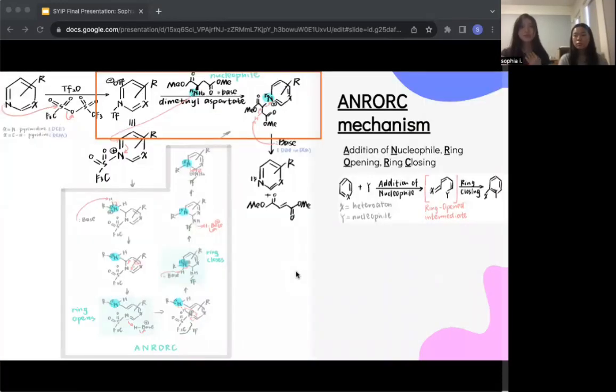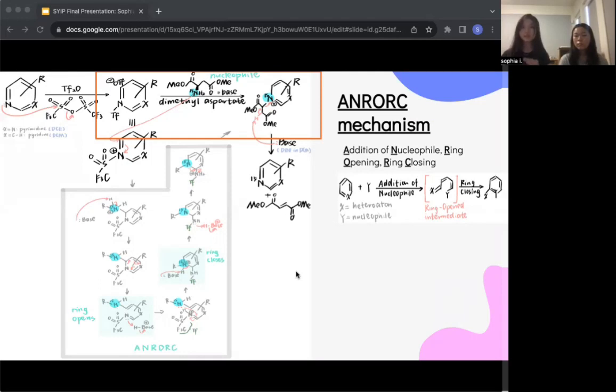After pyridine or pyrimidine gets activated, we add a certain amount of dimethyl aspartate into the vial. Wait for about 20 minutes to make an ANRORC reaction. Briefly, this reaction is the addition of nucleophile, ring opening, and ring closing, which is a special type of substitution reaction that helps to explain product formation and distribution in some nucleophilic substitutions, especially in heterocyclic compounds.